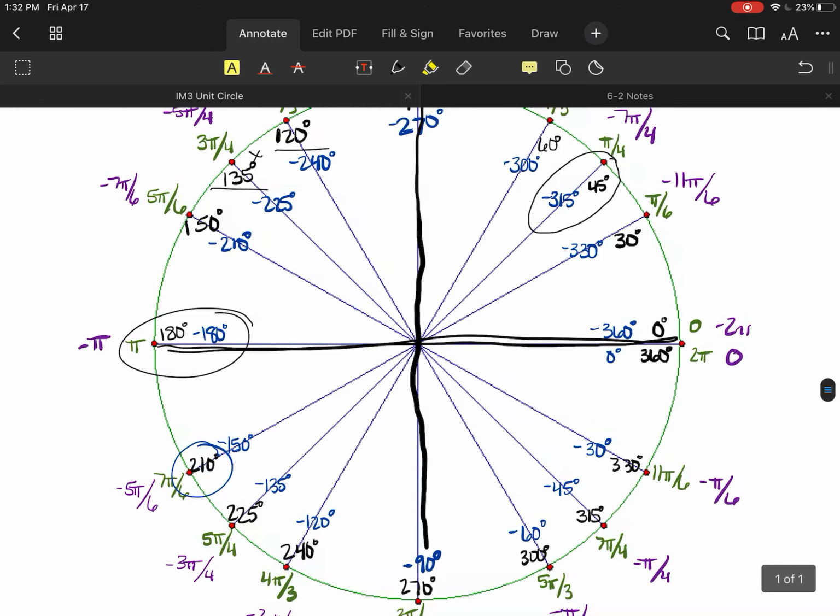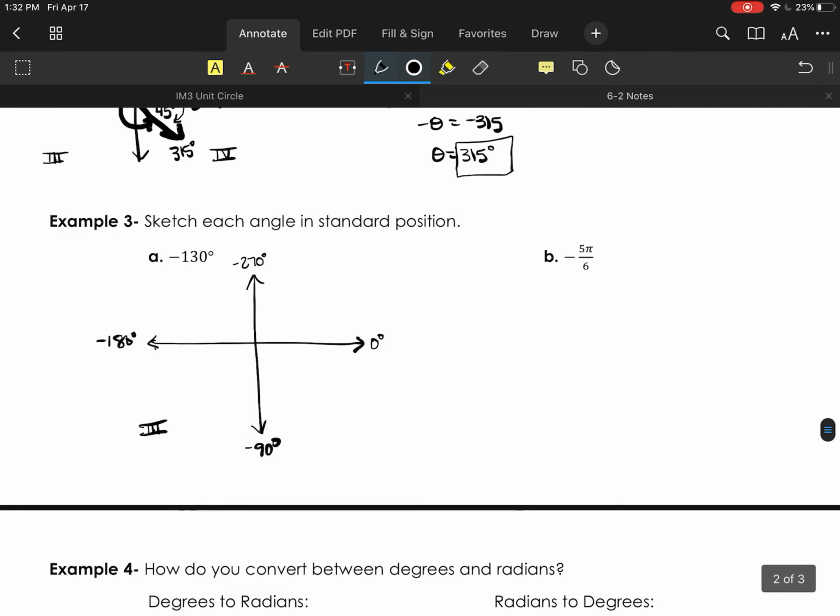However, if that's harder for you, you can always just look at your unit circle. So here's negative 135. Oops. Here's negative 135. Here's negative 120. I know negative 130 is somewhere in between. So I'm going to try to sketch that as best as I can in my actual notes. So somewhere down here, according to my unit circle, that would be negative 130 degrees. That's all you got to do on that.